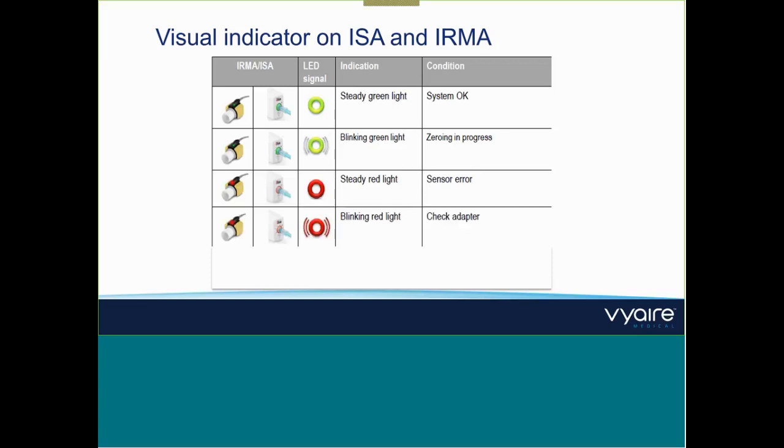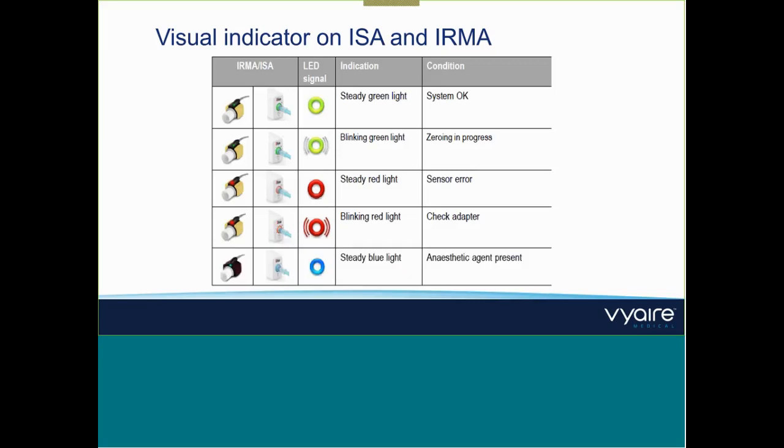And when there is a blinking red light, you have to check or exchange the adapter, either the Nomoline on the side stream or the capnography adapter on the mainstream. So these are the four, or there is a fifth one. When you have a steady blue light, there is anesthetic agent present, which is not good because this will affect the CO2 measurement. So these are the five states, and so you can easily identify what's going on.